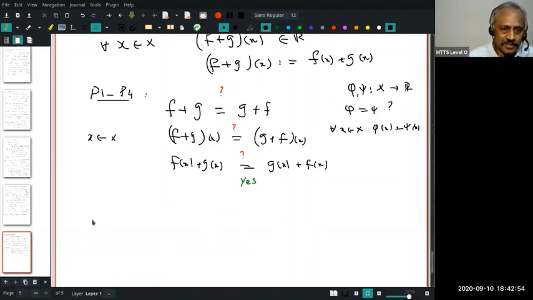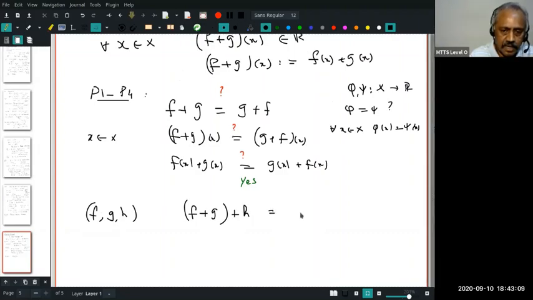So what is it that I have to check? Now you are given an added triple f, g, h. So what do I have to do? I have to do f plus g. I add these two first. This is a function, and add h to this. Or add g and h. This is a function on x, and add f to this. I have to check whether they are equal.